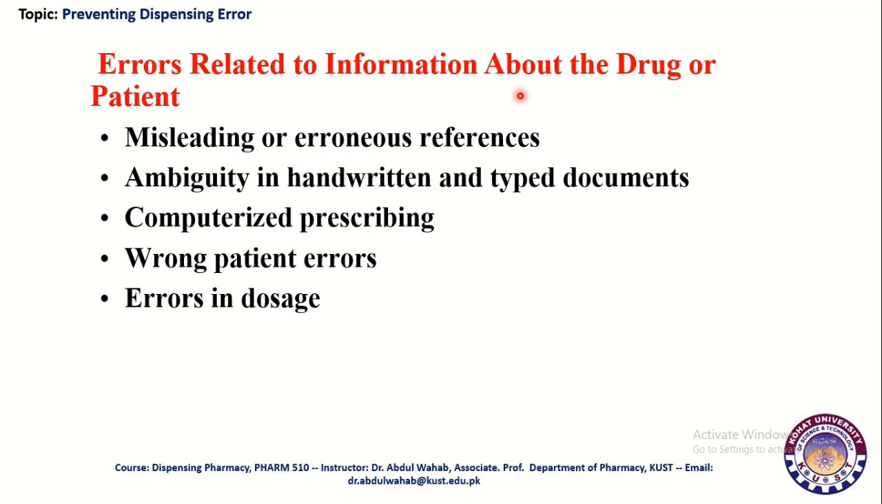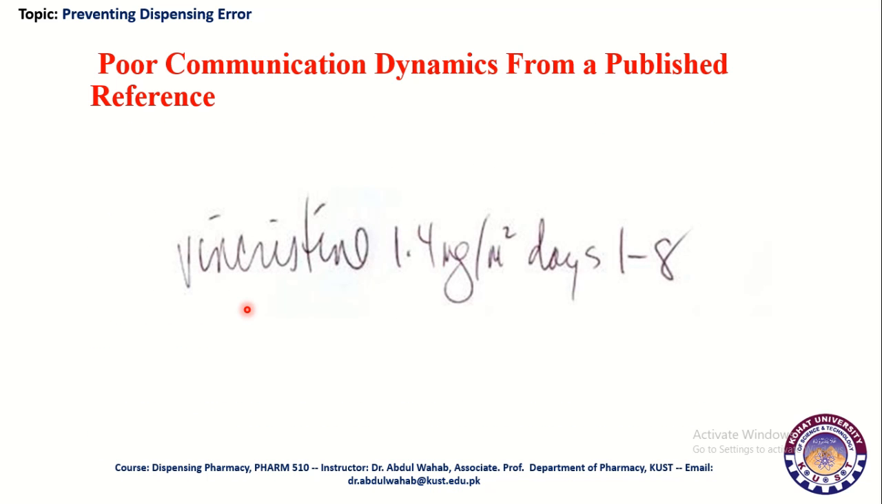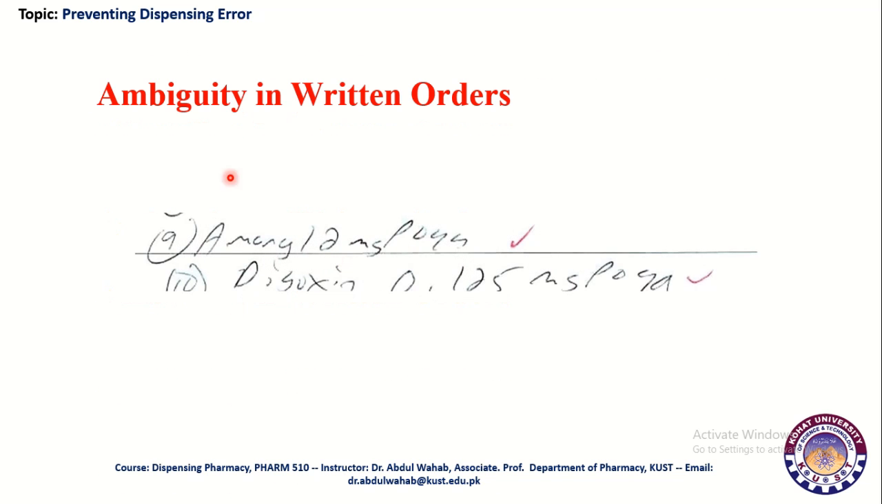Errors related to information about the drugs or patients. Misleading or erroneous references. Ambiguity in handwriting and typed documents. Computerized prescribing. Wrong patient errors. Errors in dosage. As you can see over here, poor communication dynamics from a published reference. It is illegible. So similarly, ambiguity in writing in written orders. It is not clear what has been prescribed by the prescriber. So there is ambiguity in written orders.